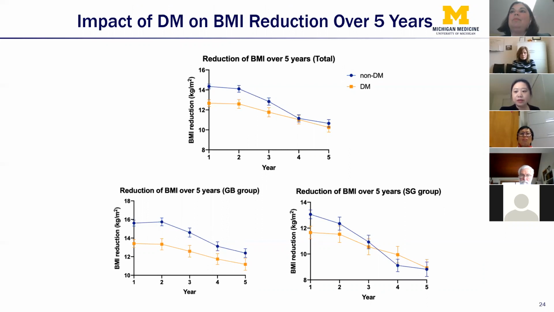After 1 year, if we look at the total group shown in the upper figure, we can see that the presence of diabetes at baseline diminished weight loss by 1.7 BMI points, which is roughly 15% of the total BMI points to be lost at year 5. This impact is even more significant and lasts for at least 5 years in patients who underwent gastric bypass surgery, as shown in the lower left figure.